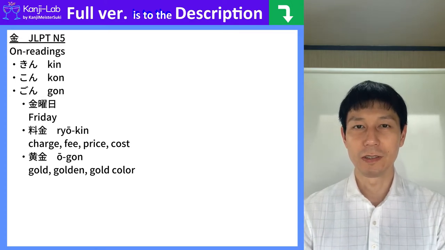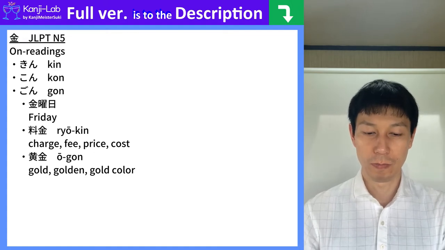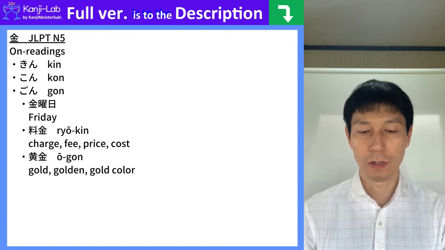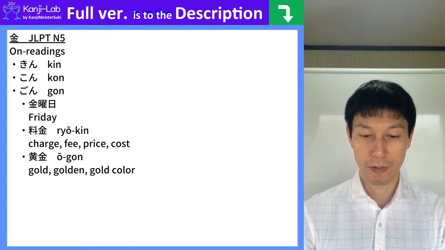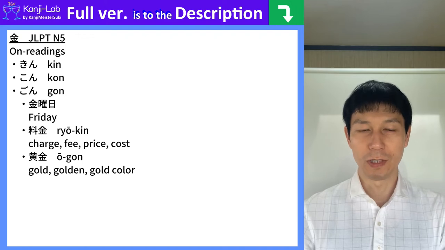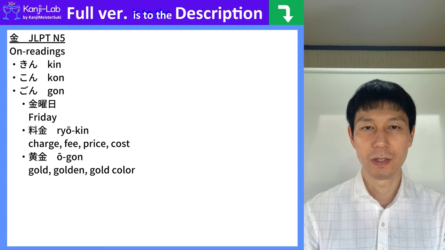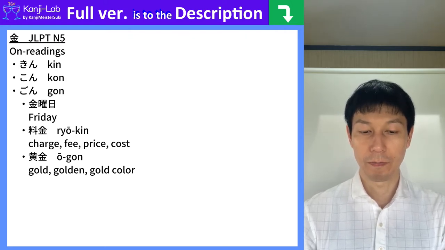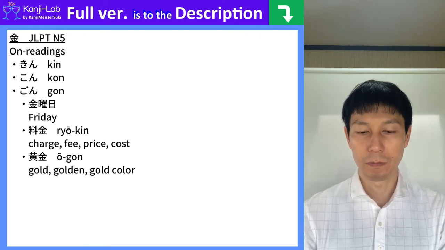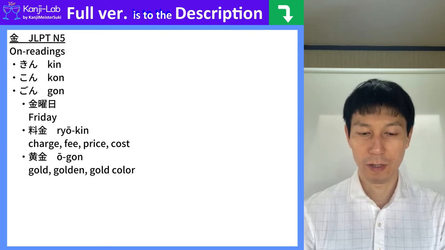The On readings are kin, kon, gon. For example, 金曜日, it means Friday. 料金, it means charge, fee, price, cost. 黄金, it means gold, golden, and gold color, and so on.